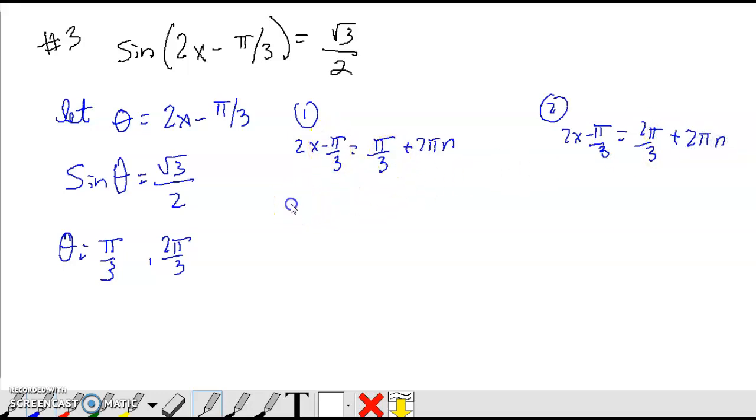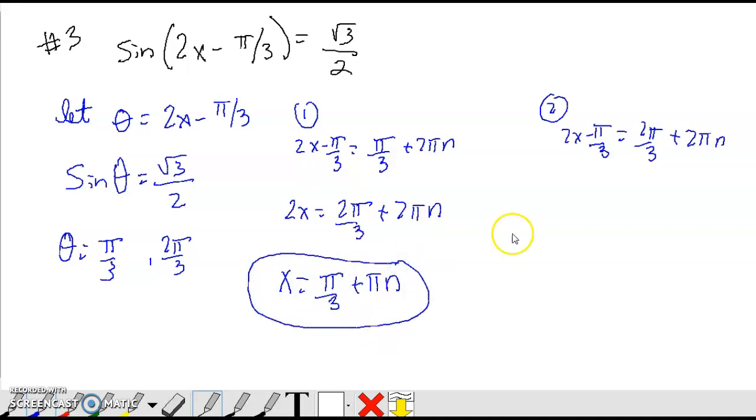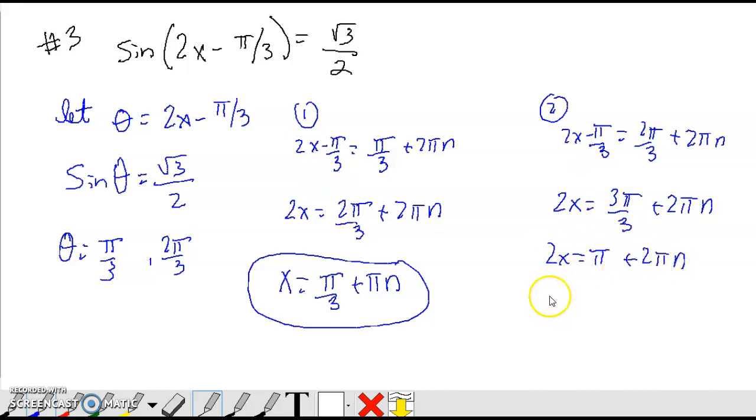I'm going to add pi over 3 to both sides, so 2x is equal to 2 pi over 3 plus 2 pi n. I'm going to multiply by a half, so I get pi over 3 plus pi n. For that first one, do the same thing over here, so add that. So I get 2x is equal to 3 pi over 3 plus 2 pi n. Those cancel each other out, so we just have 2x is equal to pi plus 2 pi n. Divide by 2. x is equal to pi over 2 plus pi n.